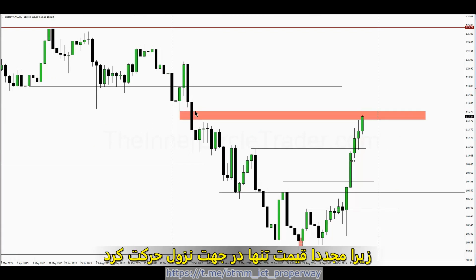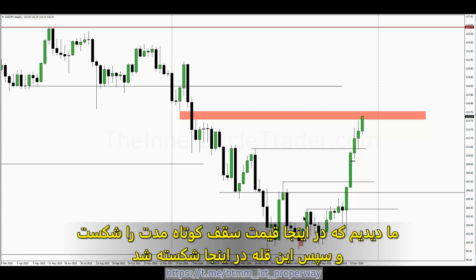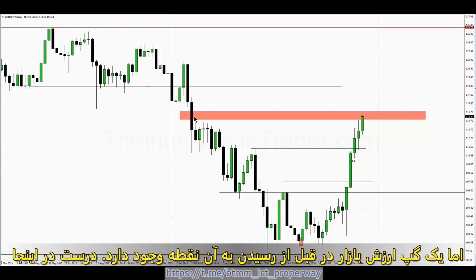Because again, it only offered price on the downside. We saw price breaking short-term highs here. Then this high was broken here. So we have a potential market maker buy profile where it's going to want to go back up into areas of institutional order flow over here in this consolidation. But there's a fair value gap before you get to that point, right in here.